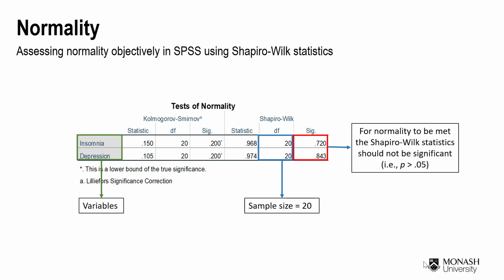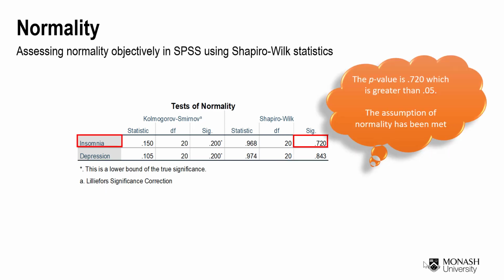Let us take a look at an example with a small sample size. For normality to be met, the Shapiro-Wilk statistics should not be significant. For insomnia, the p-value is 0.720, which is greater than 0.05. Therefore, the assumption of normality has been met.